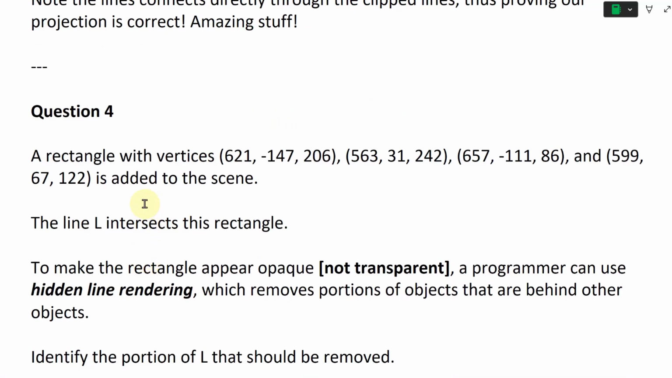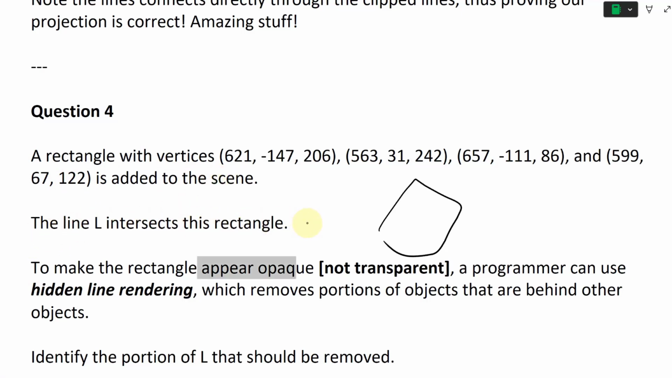Alright, so now let's continue on to question 4, and this one states: a rectangle with vertices (621, -147, 206), (563, 31, 242), (657, -111, 86), and the last point (599, 67, 122) is added to the scene, and the line intersects this rectangle.